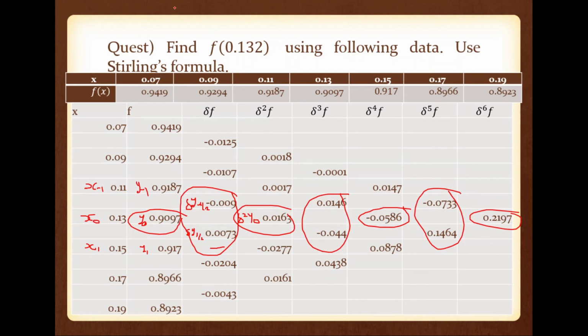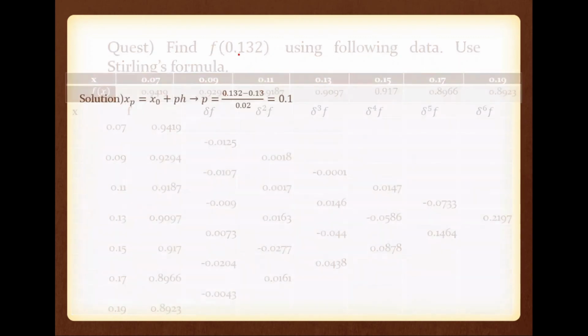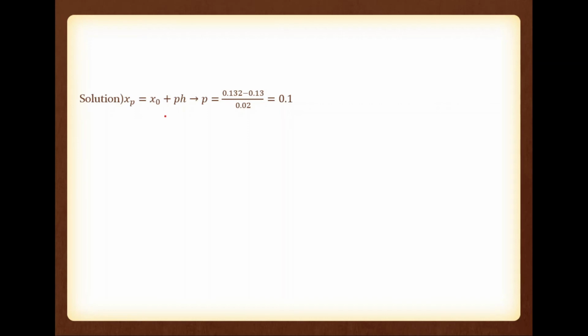Okay, we are asked to extrapolate f of 0.132. So this point is xp, right? We know the relationship between xp and x0: xp is equal to x0 plus ph, where xp is 0.132 and x0 is 0.13. So we can calculate p because we already have the period h. Period h is 0.02. So what is p? P is equal to xp minus x0 divided by h, that is 0.132 minus 0.13 divided by 0.02. That is equal to 0.1.